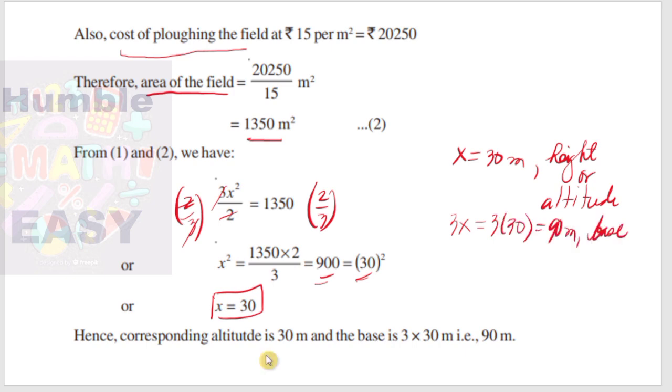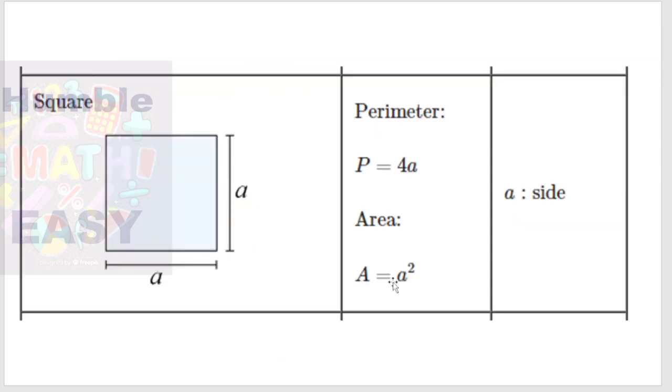Hence, the altitude now is 30 meters and the base now is 90 meters. That is how we cater with problem number 1. Next figure is we have the square.